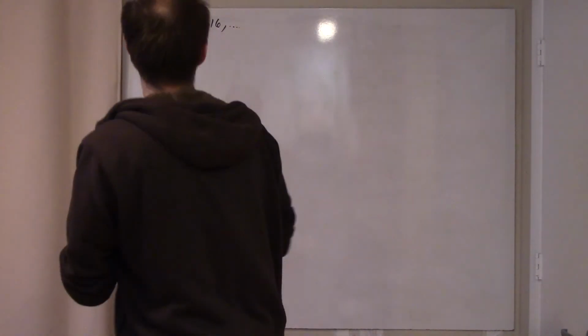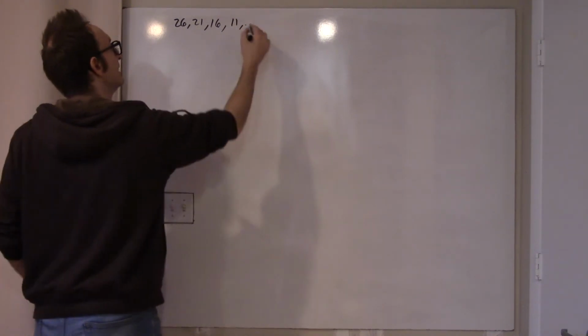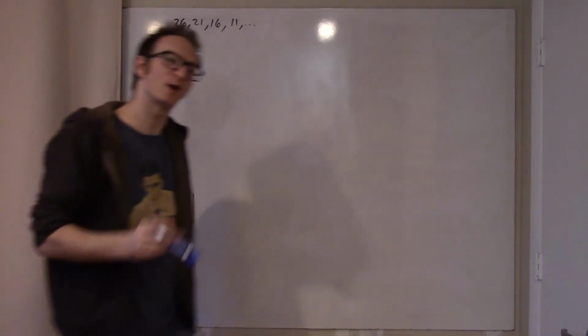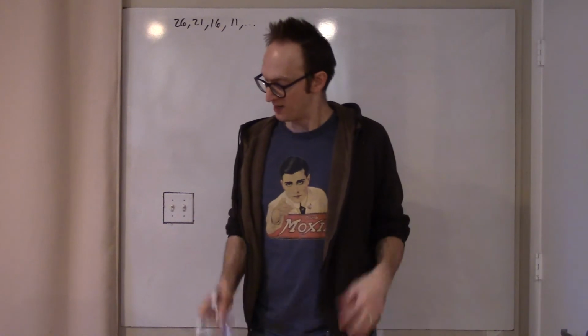Because this sequence is arithmetic, it's going down by 5 every time. The next term is 11, and I just noticed that if I add up these 4 numbers, I get 74. Okay, so the goal of this problem is not to just get the answer as fast as possible, it's to employ some kind of systematic method. So what is the systematic method?